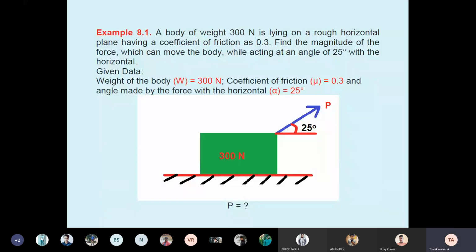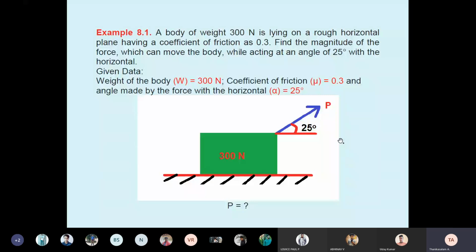Students, find the magnitude of the force which can move the body. So one unknown force, I'm taking as P. For friction, the applied force we take as P. Find the magnitude of the force which can move the body. Then they mention where it's acting: while acting at an angle of 25 degrees with the horizontal. So with the horizontal, that's why I marked it here.